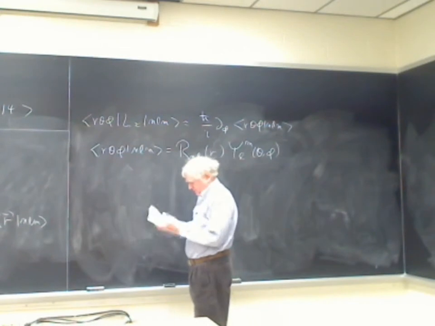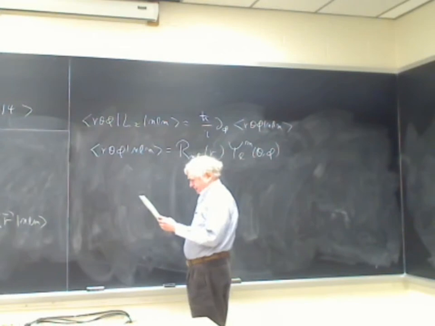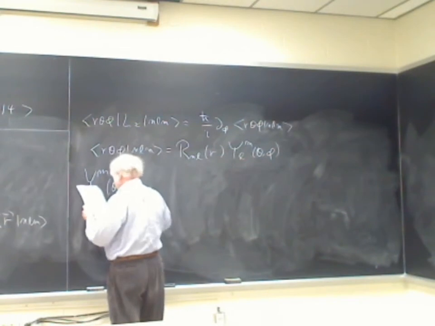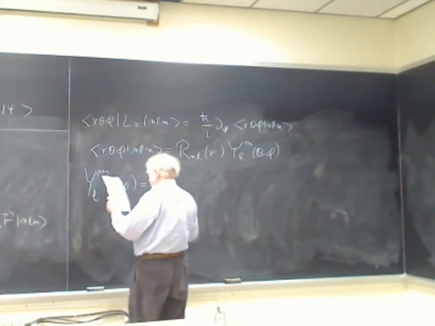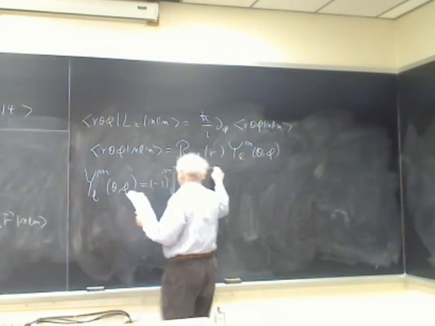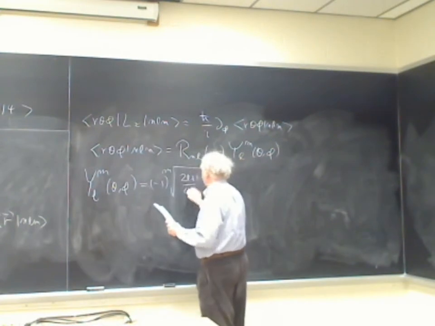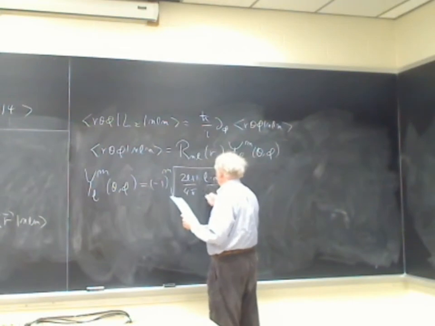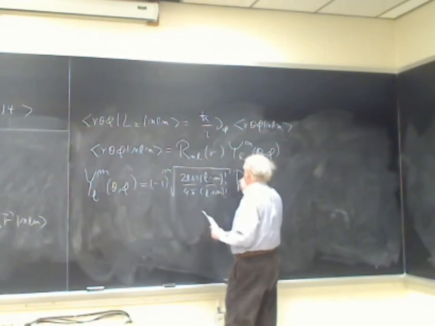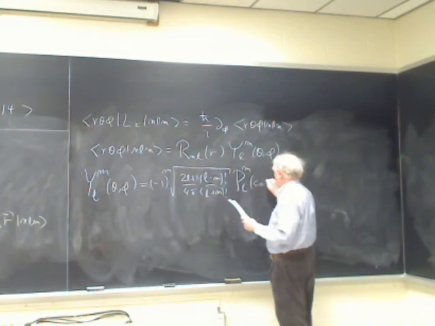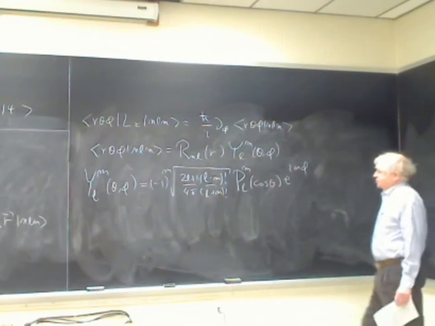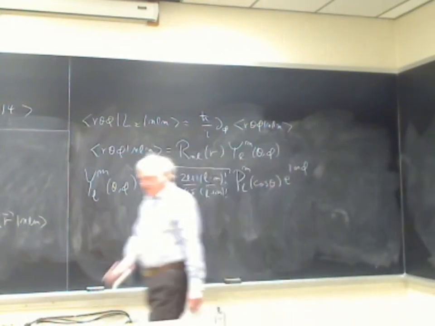And I guess just to cut this short a little bit, Y l m of theta and phi is, let me just say, first of all, minus 1 to the m, a big square root of (2l+1) over 4 pi times (l minus m) factorial over (l plus m) factorial, and then P l m of cosine theta and e to the i m phi. So that's the whole structure of it. So the angular part is completely standardized.